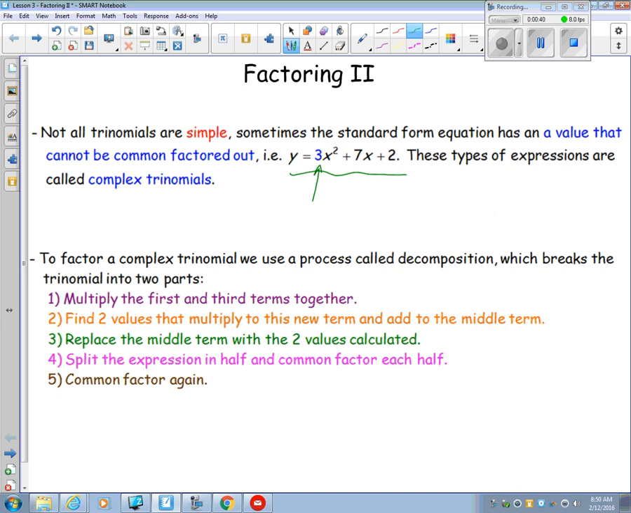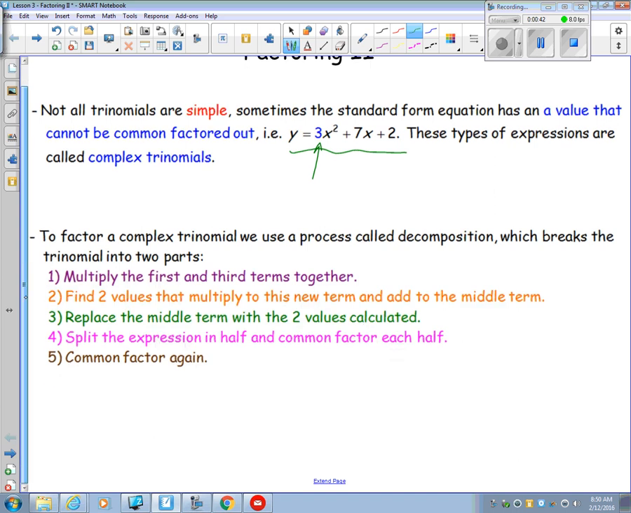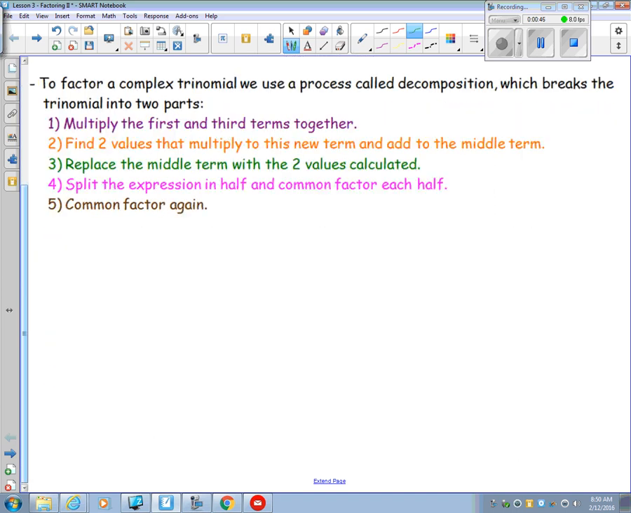To do a complex trinomial, we have a little process we call decomposition. And there's 5 steps to it we're going to take a look at. We'll do some examples to get the hang of this. And these steps are used to do a process called decomposition. We break down this function.